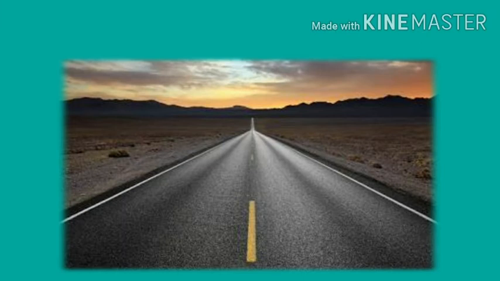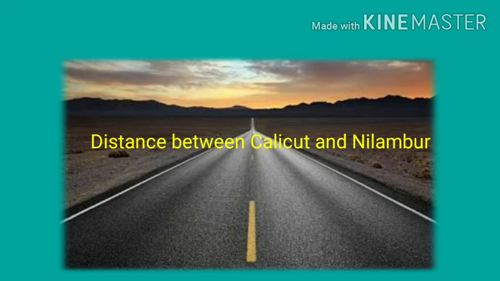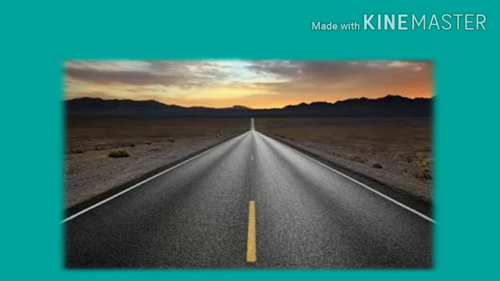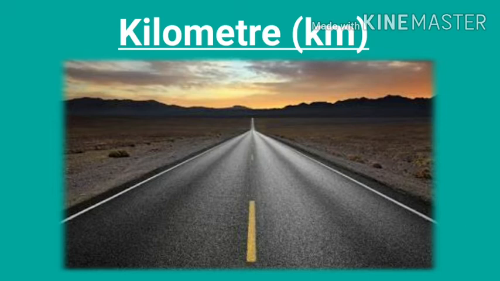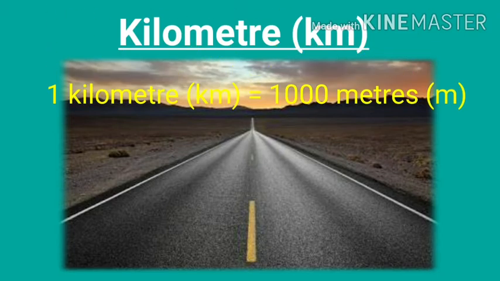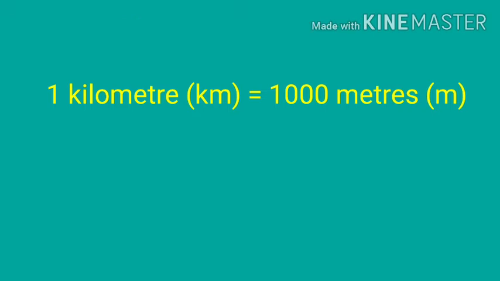Now, if I ask you to measure the distance between Calicut and Nilambur, how do you measure it? Can we measure the distance in millimeter or centimeter? Or can we measure the distance in meters? Millimeters and centimeters are too small. Even meter is too small. So, when we have to state distances between cities, we need kilometers or km. Can you tell me the relation between meter and kilometer? Yes, 1 kilometer is equal to 1000 meters.